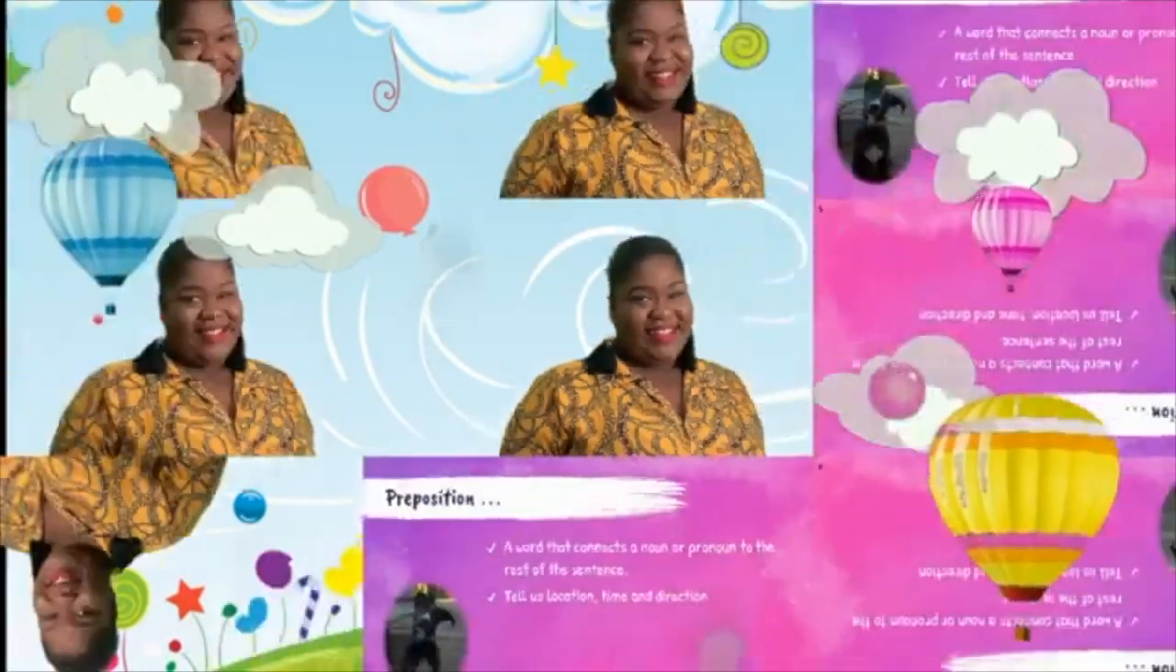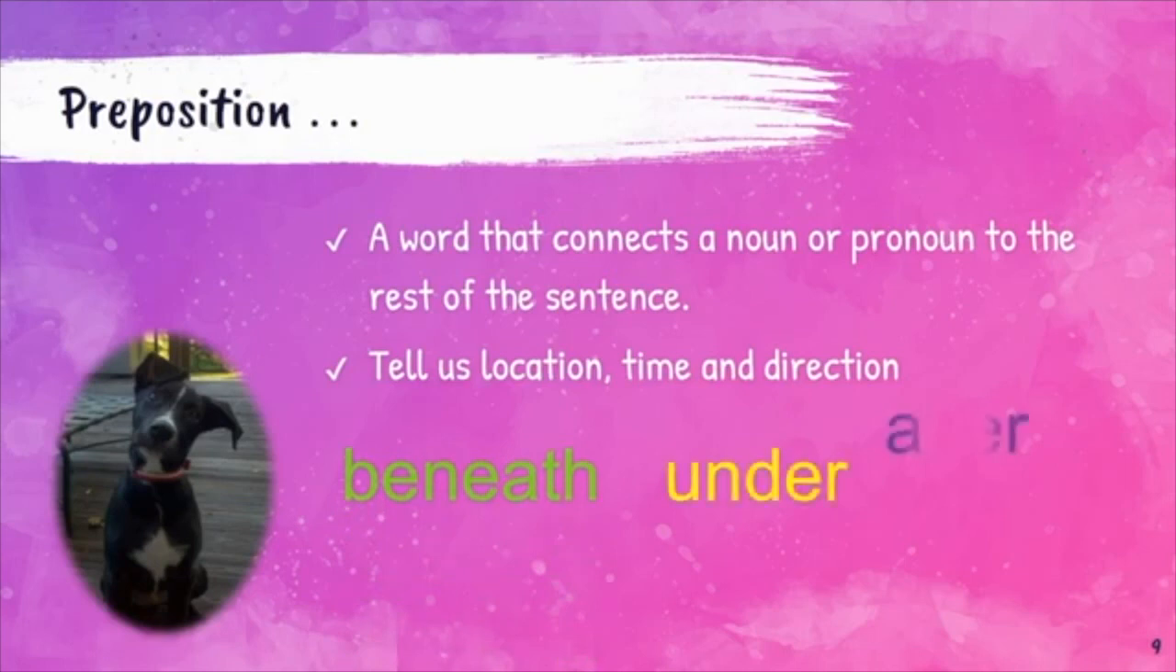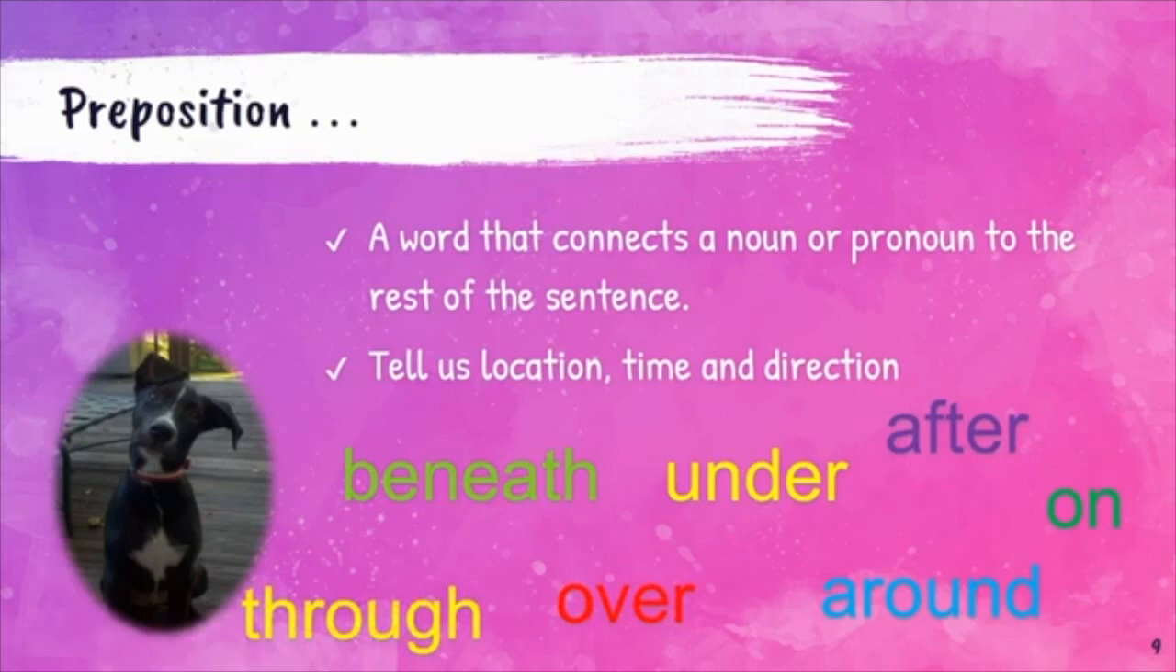Let's go over what we've learned today. Remember that prepositions are words that connect a noun or pronoun to the rest of the sentence. Prepositions also tell us location, time, and direction. Here are some examples of prepositions. Beneath, under, after, on, around, over, and through.